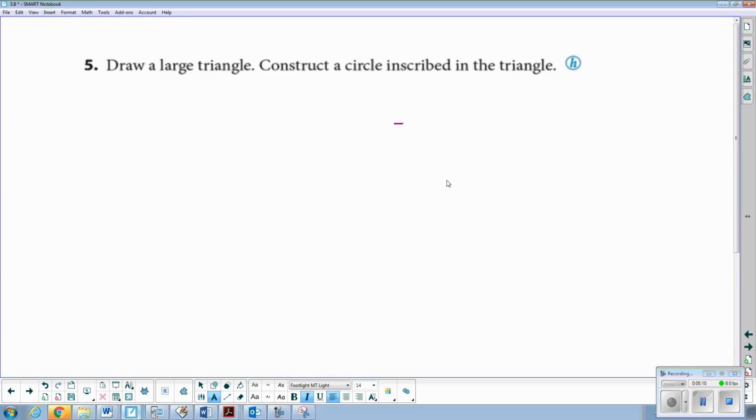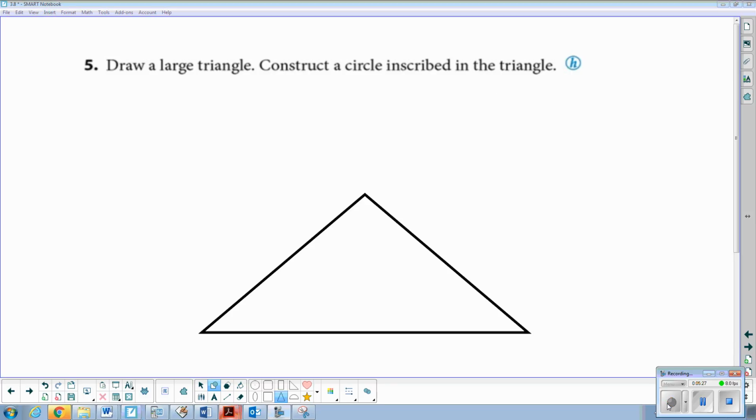All right, so the next one that you had for homework is number 5, and then you also had to do number 6. So I'm going to go through those solutions now. The first is to draw a large triangle and then to construct a circle inscribed in the triangle. So here's our triangle. The first question we want to ask ourselves is, what point do we need to locate in order to construct the circle for this problem?